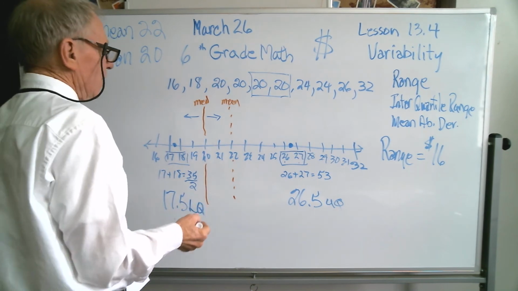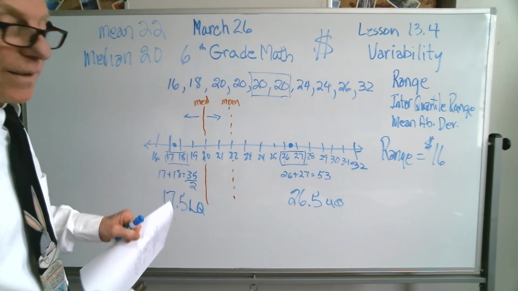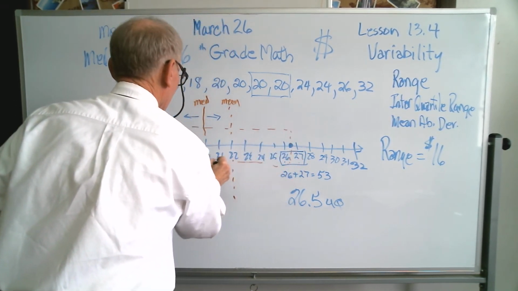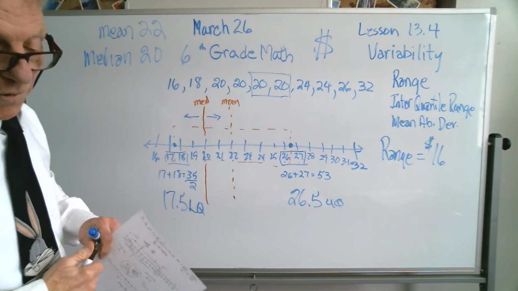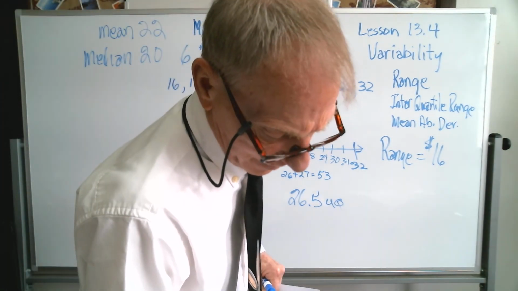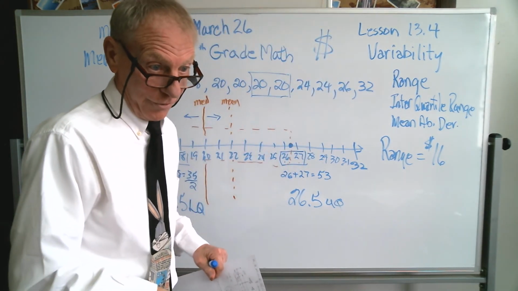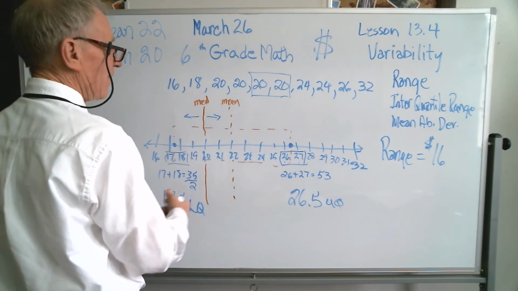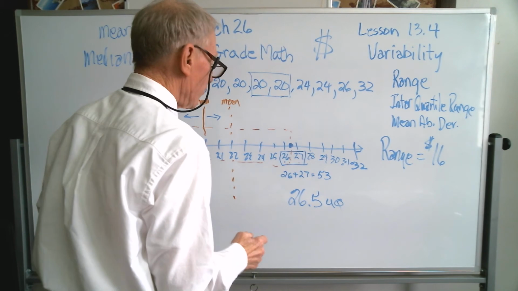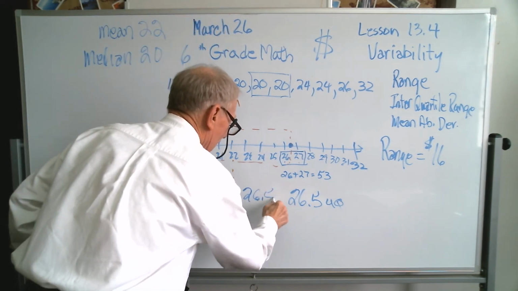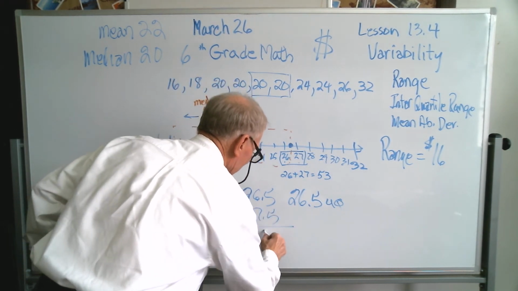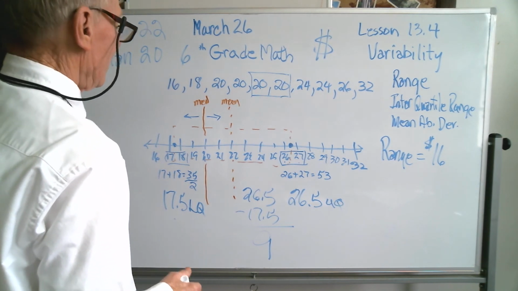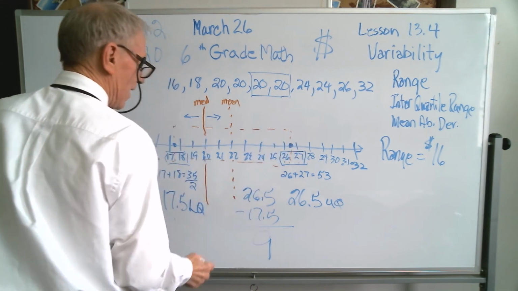So now, if we want, we can make a box plot out of this if you want to go ahead and do that. It's just a matter of taking this like so and making the box. But what we're looking for is the answer to the interquartile range. So here are our two quartiles. This one is 17.5 and 26.5. And in order to get the range, you're going to take 26.5 minus 17.5, and that's going to be 9. So your interquartile range, the difference between the two quartiles, is going to be 9.